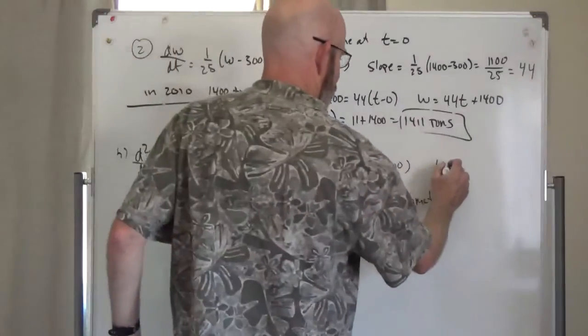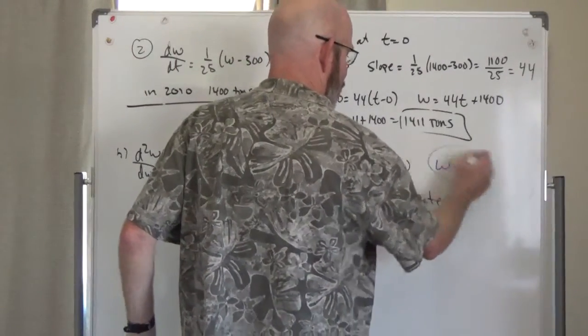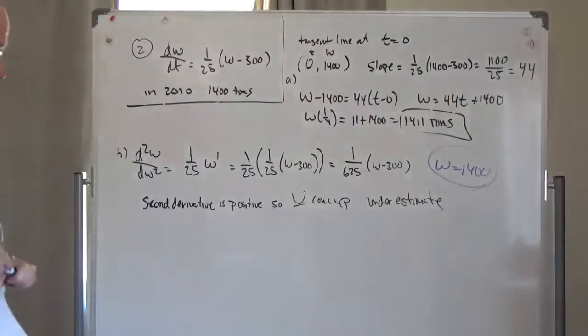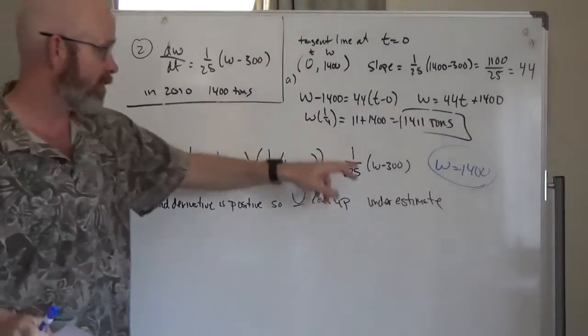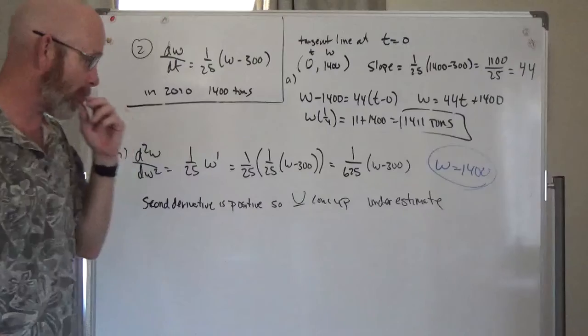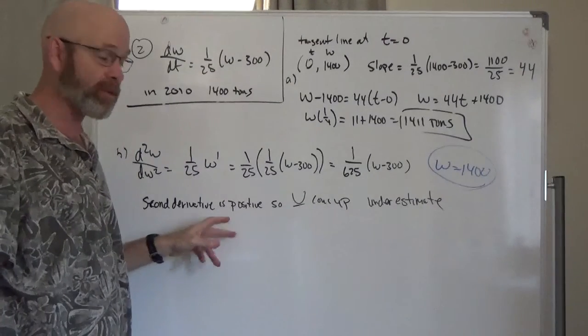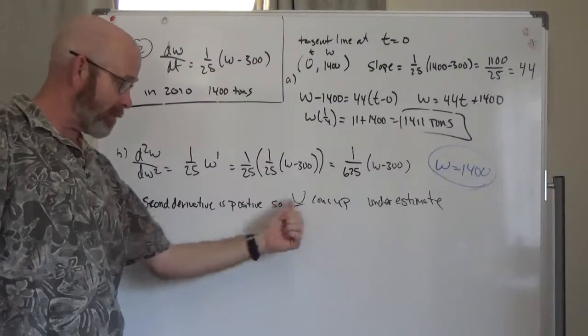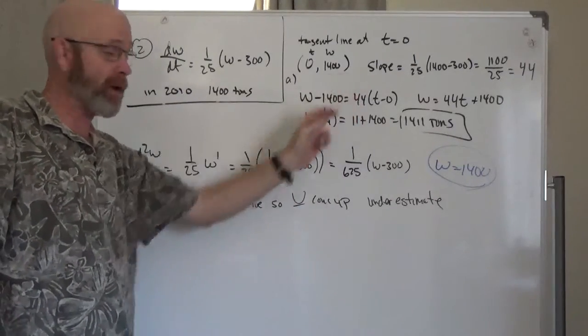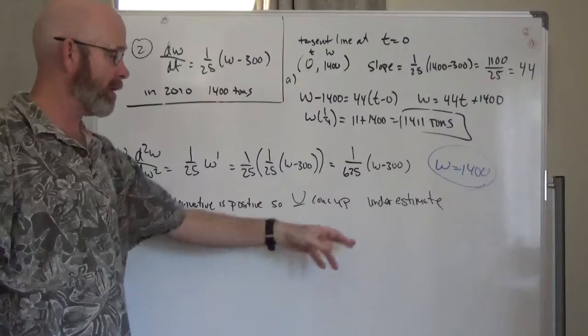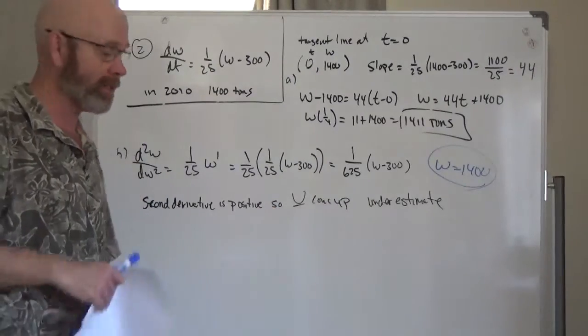We're doing this when W equals 1400, right? Back up here at time 0. Because we're using the slope at 0, so put that in there. That turns out to be a positive number. So second derivative is a positive number, which means it's concave up, which means our tangent line, which we're using to approximate, is underneath the actual point. So the tangent line is an underestimate.